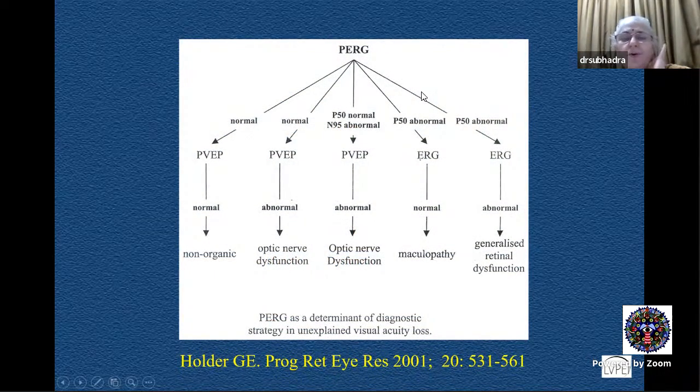So we also said that don't do one test alone. In this diagram, which is available on the net, you can start anywhere. If you want to start, let's say, on a pattern VEP, you can start on pattern VEP, and if it is abnormal, then go ahead and do a pattern ERG to show that the macula was normal. So depending on the type of question that you want to answer, you don't have to do all the tests, but you should know what you are trying to look for and then go backward and do that part of the limb. So that is how you can know whether it's a generalized disease, it's a macular disease, it's an optic nerve disease, it's a maculopathy, or it is a malingering patient.